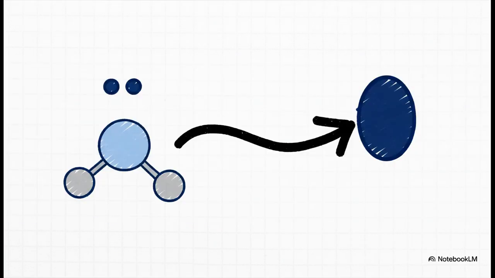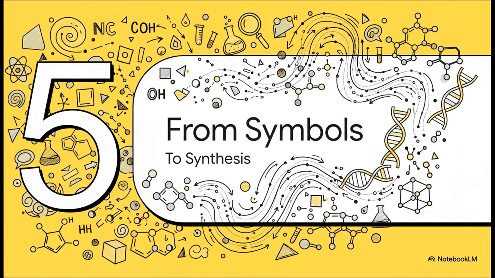And the grammar for this is so simple. The tail of the arrow, that's where the electrons are starting from. The head of the arrow, that's where they're going to. From here to there. That's it. That is the entire rule. And once you get that one simple rule, this whole world just cracks wide open. Suddenly we can go from just looking at molecules to actually understanding how they're built, how they interact, and even how we can create totally new ones from scratch.